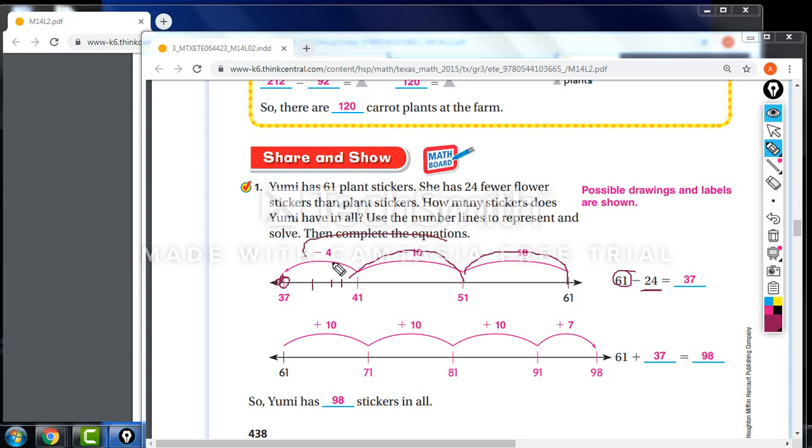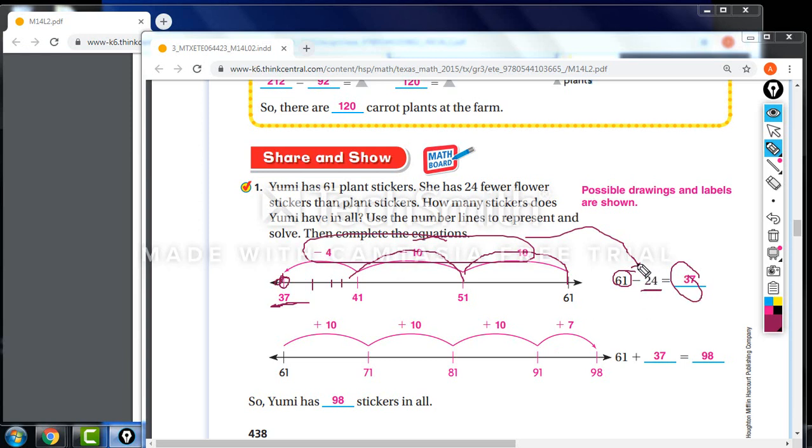Then I add this right here. If I add this right here, that's how many I subtracted. And I fell on number 37. So my answer here is 37. So now I have to figure out how many stickers Yumi has in all.